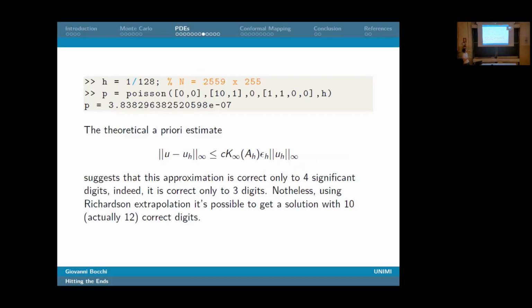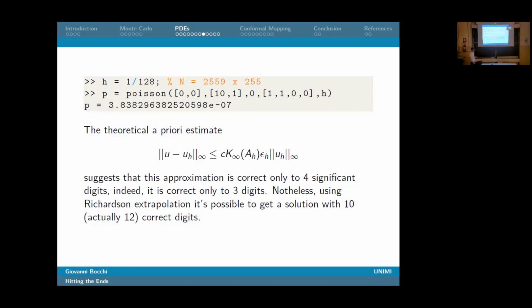Okay, so choosing h = 1/128, that leads to those values for n_x and n_y, and we get that that function in MATLAB returns this value for p. So the order of magnitude and the first three digits were taken correctly. Here we don't know actually how many digits are correct.